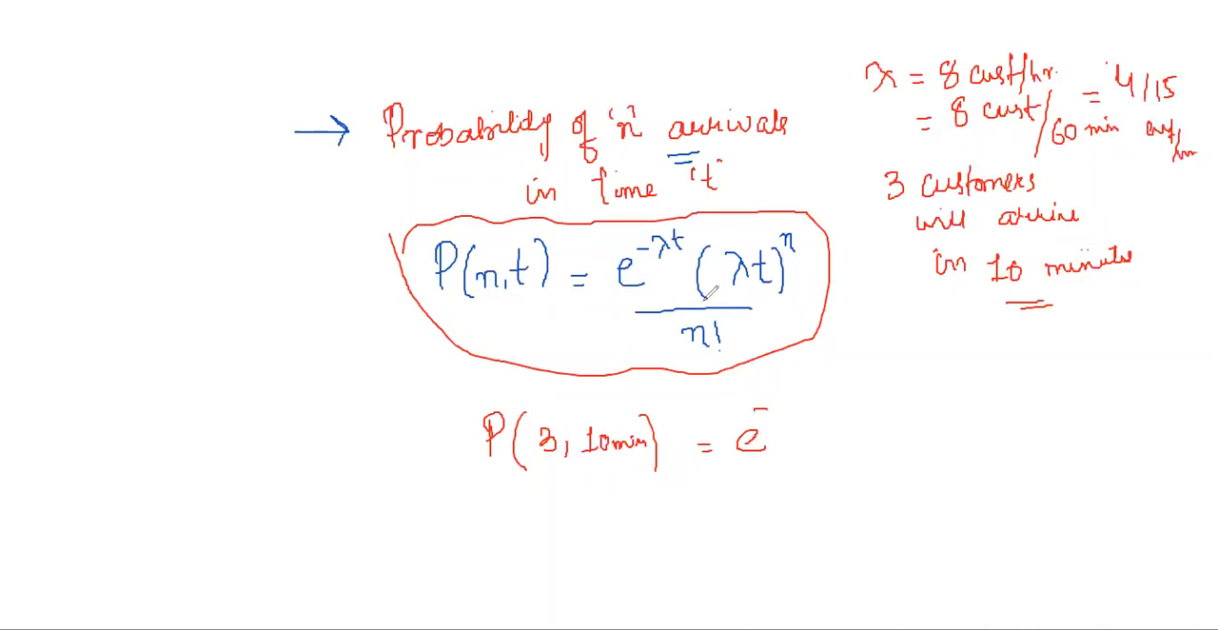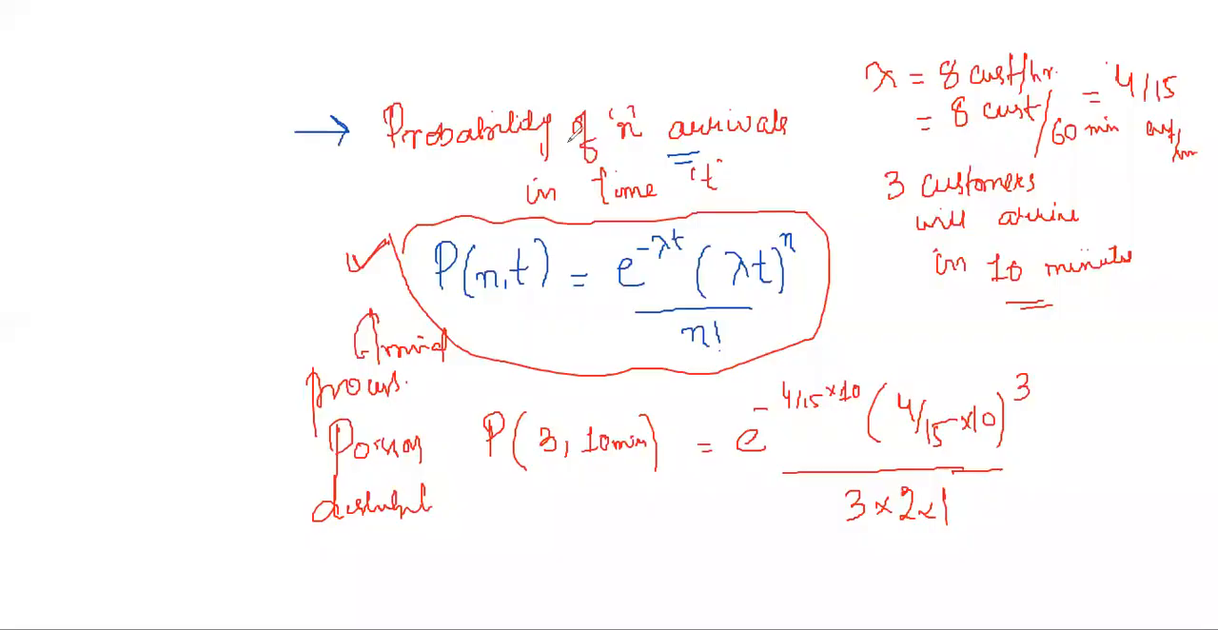So e raised to the power minus lambda, where lambda is 4 by 15 customers per minute, and the time interval we have to see is 10 minutes, so lambda t is 4 by 15 into 10, whole raised to the power n, where n here is 3, divided by 3 factorial, which means 3 into 2 into 1. So this way you can find the probability of any number of people arriving in any given instant of time. This is one formula that you must remember.